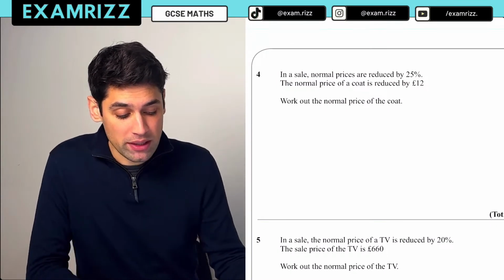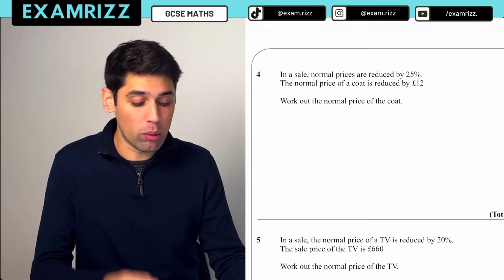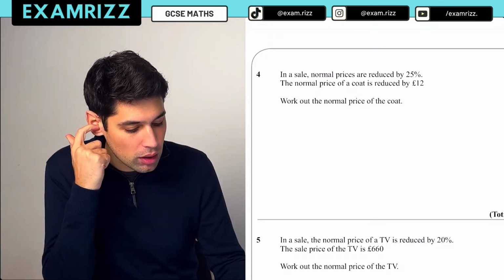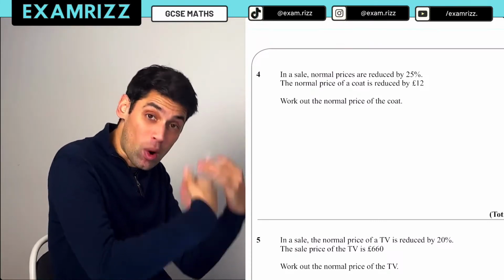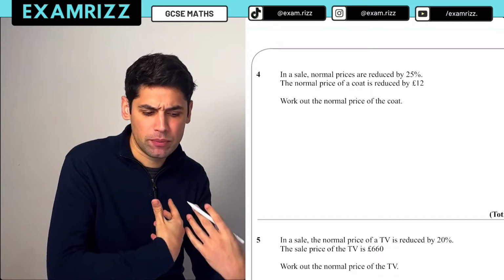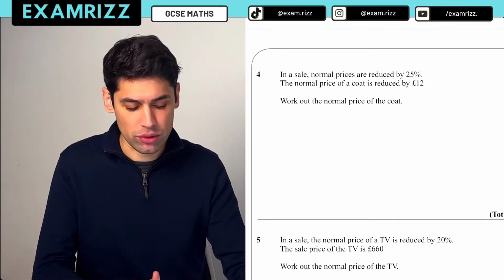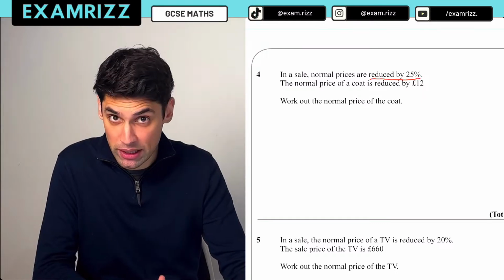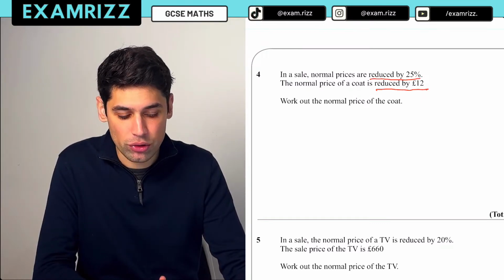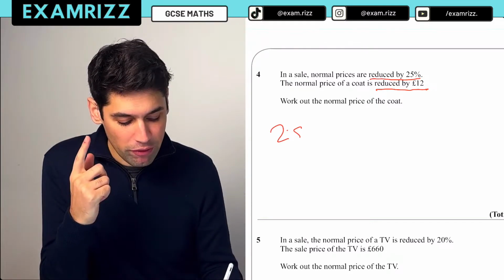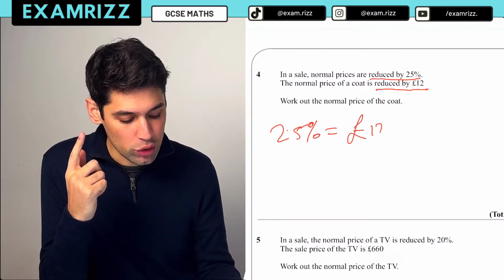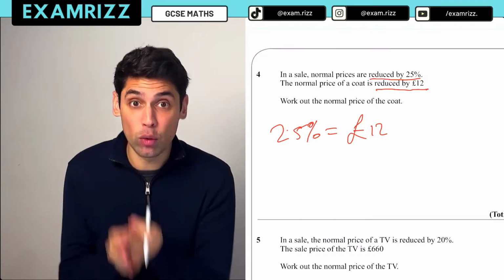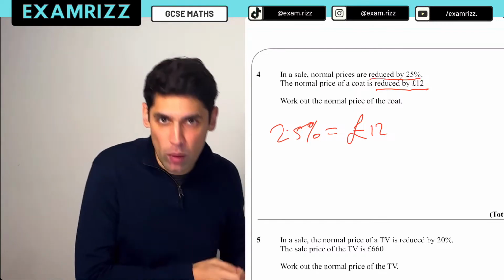So here, in a sale, normal prices are reduced by 25%. The normal price of a coat is reduced by £12. Now, this is a bit different. Previously, it would tell us what the sale price now is. It's not doing that. It's saying that it was reduced by £12. Now, if you notice, this question says it's reduced by 25%, reduced by £12. That must mean 25% is £12, because they're literally saying reduced by 25%, reduced by £12.